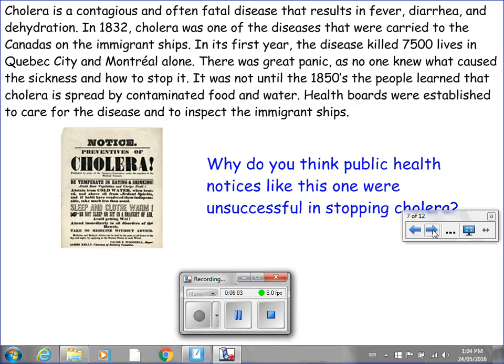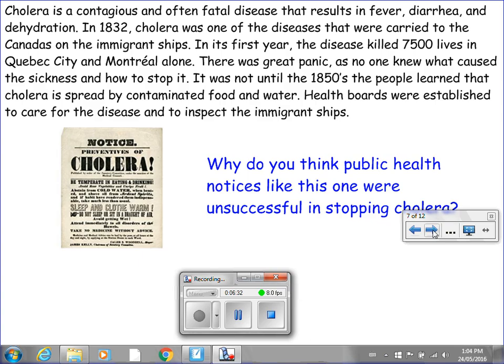Cholera is a contagious and often fatal disease that results in fever, diarrhea, and dehydration. In 1832, cholera was one of the diseases that were carried to the Canadas on the immigrant ships. In its first year, the disease killed 7,500 lives in Quebec City and Montreal alone. There was great panic, as no one knew what caused the sickness and how to stop it.